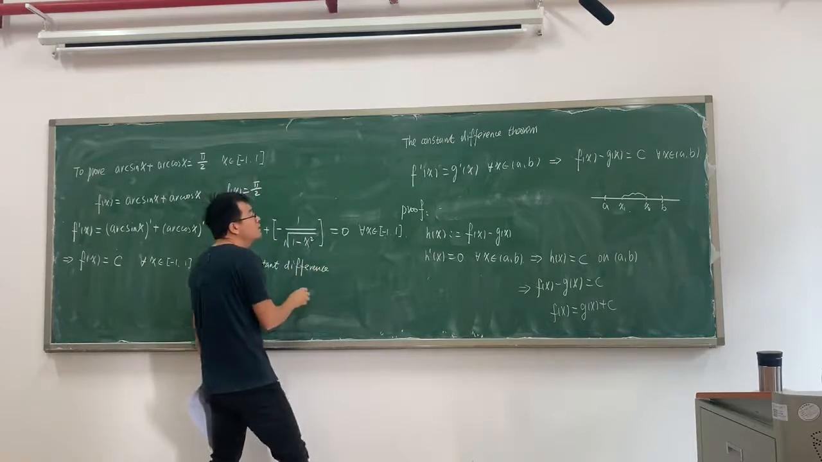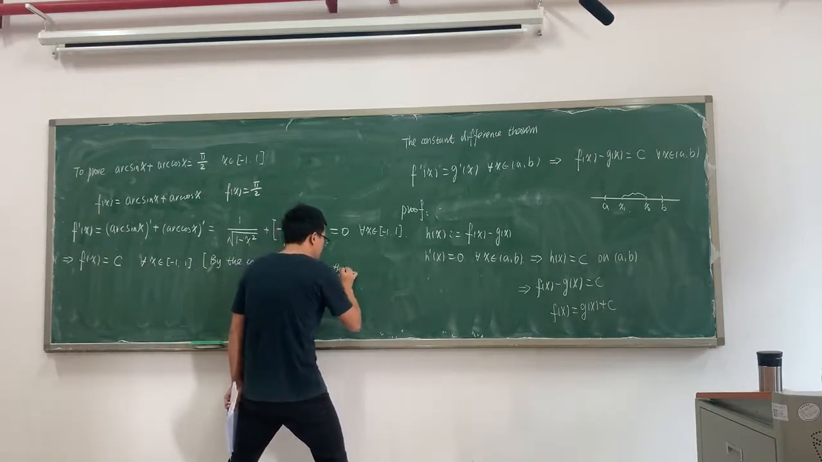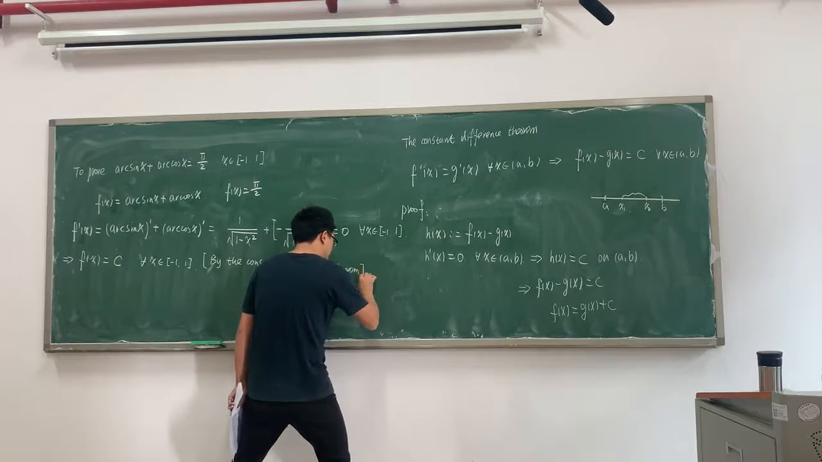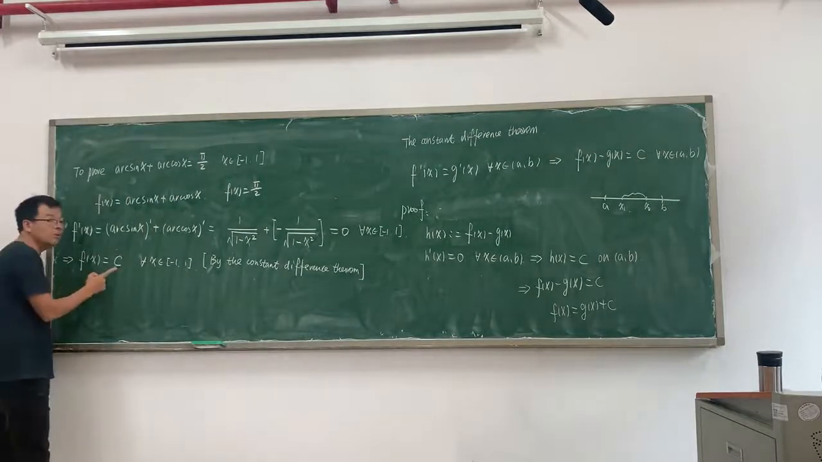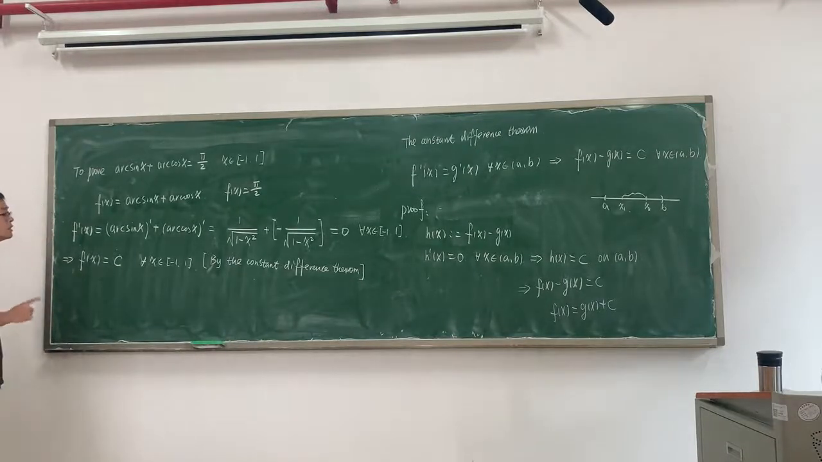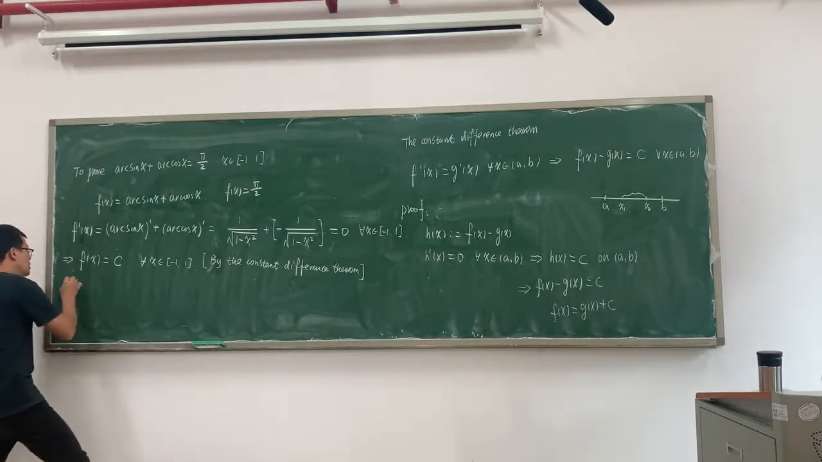By the constant difference theorem, okay? So now we need to determine the c. So we can find what f(0) is equal to.